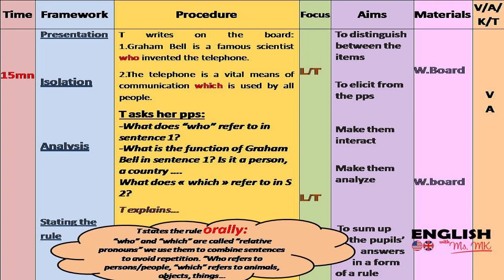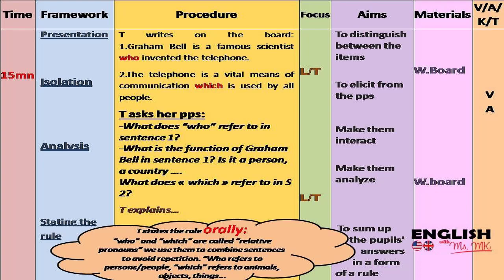Here it's LT, the focus. Why? Because I'm going to interact with my pupils. So it's TLLT. Then, once I write the examples, I'm presenting the new item for my pupils. And then I'm going to make my pupils isolate, and I'm going to make them analyze, of course, through interaction, and then I state the rule. These are the very logical steps of grammar.